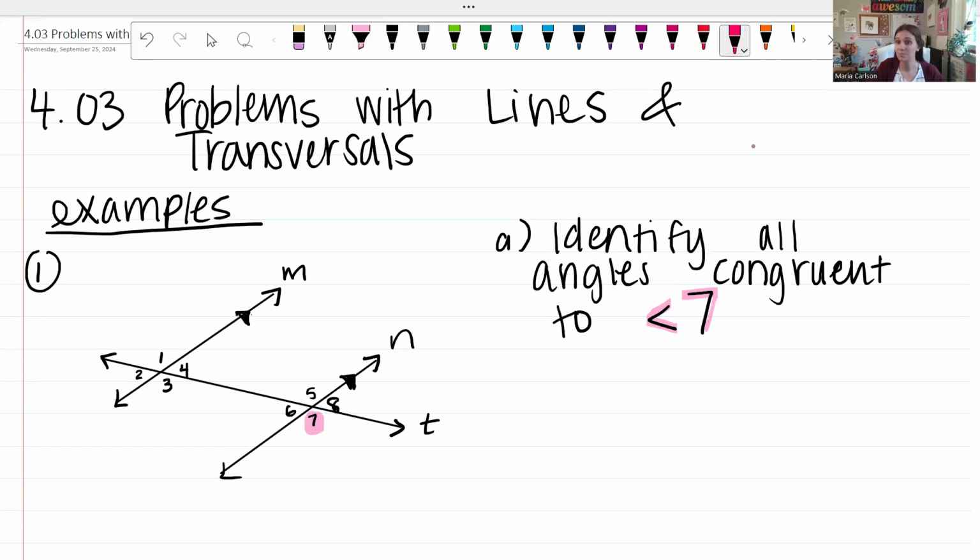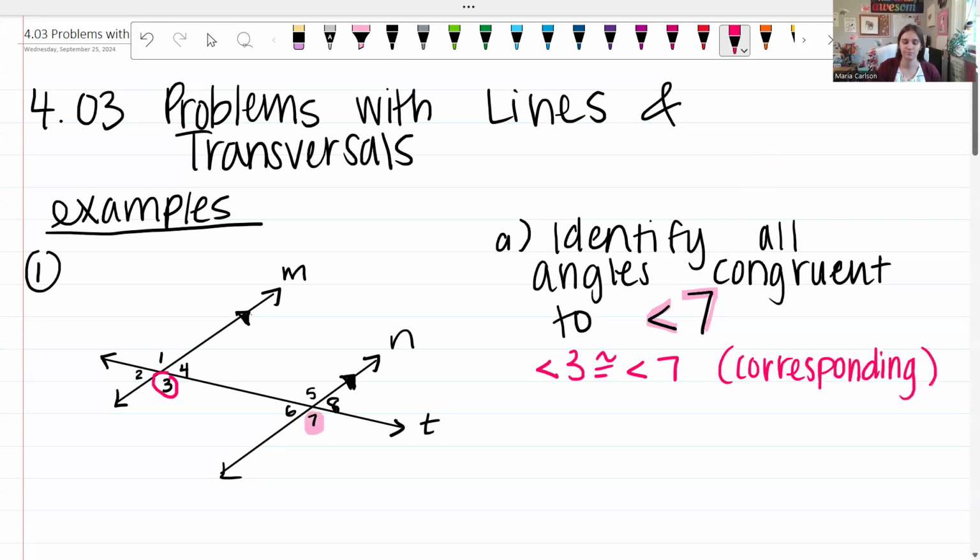7 is a corresponding, right? If we look at these two different types of intersections, I have the intersection where the transversal meets M and where it intersects N, right? M and N, and T intersects both of them. So 7 is along line N, and the same angle along line M would be this angle 3. So I know that angle 3 is congruent to angle 7 because they are corresponding angles. So by the corresponding angle postulate, I know those angles are congruent.